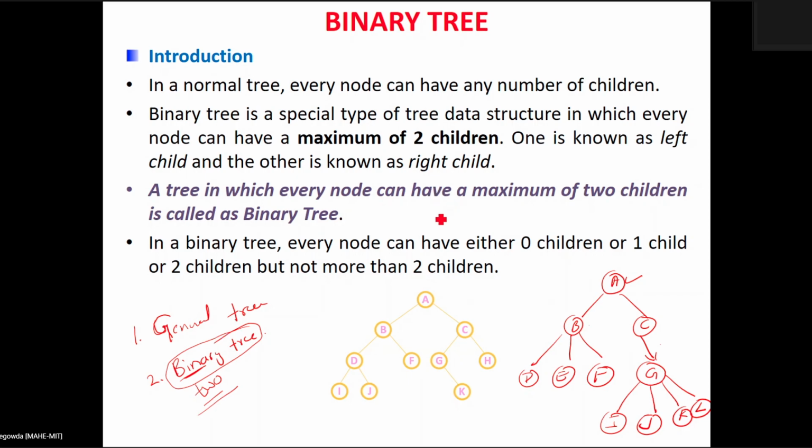A tree is said to be binary if each and every node can have a maximum of 2 children. The maximum we can have is 2 children, and the minimum is 0. That means the number of children for any node may be 0, or 1, or 2 in a binary tree.